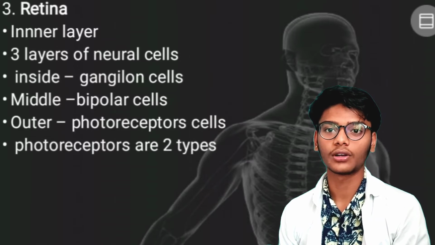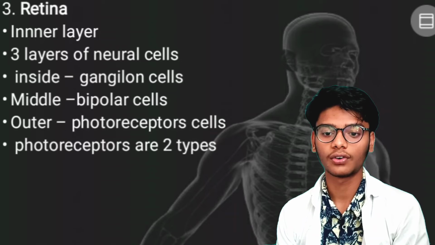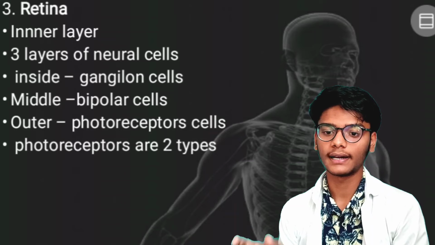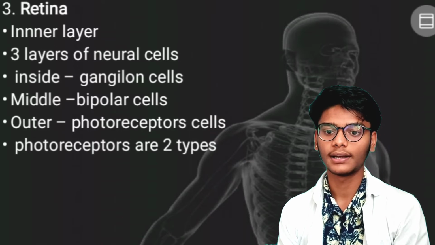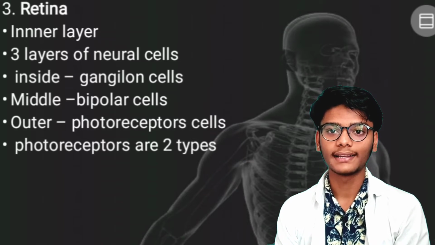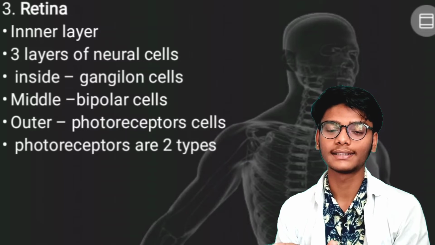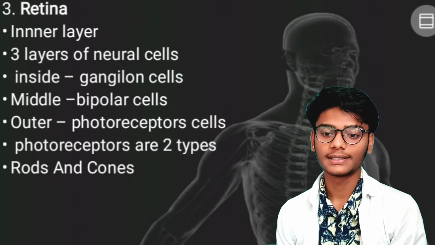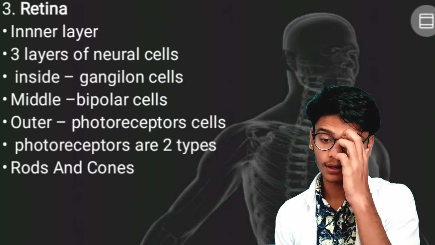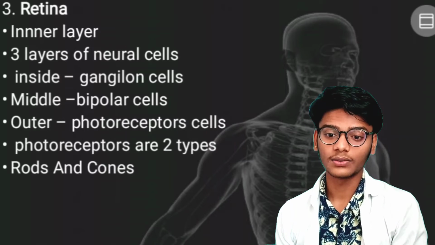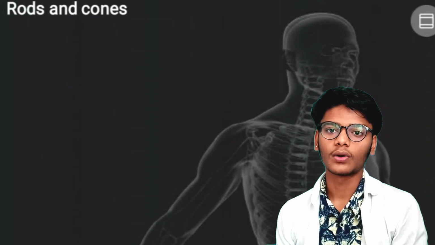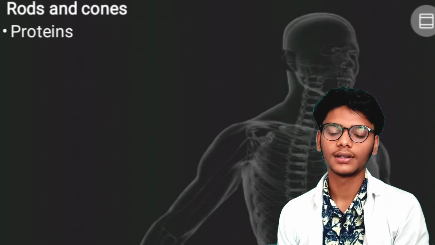Photoreceptors are of two types. Remember this: first the light will fall on the photoreceptor, second on the bipolar cells, and third on the ganglion cells. And in the ganglion cells, the action potential will be generated. So photoreceptor cells are of two types: rods and cones. Let us see about them.